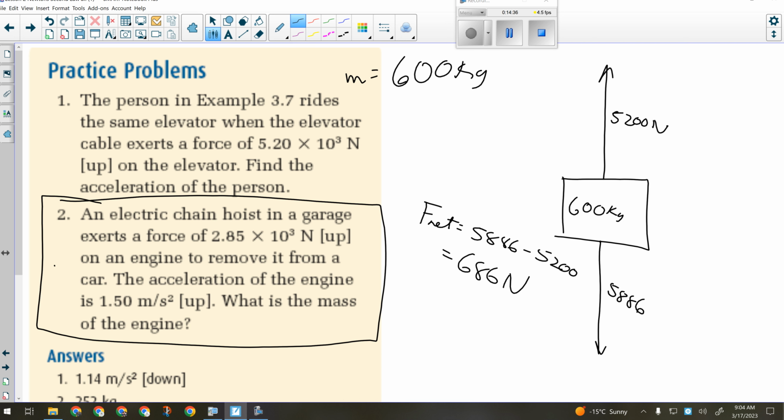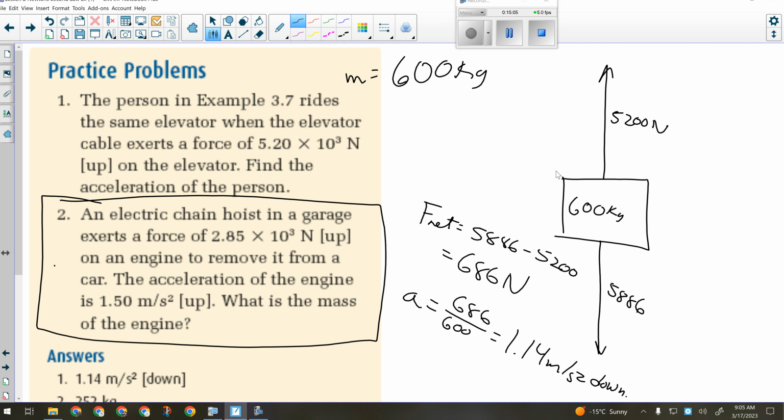Right? Now that we have that, now we can calculate the acceleration of the elevator, so 686 newtons divided by the 600 kilogram mass of the elevator, okay, and that's going to give us 1.14 meters per second squared down. Okay. Now, here's another trick. Sorry, are there any questions on that? There's no trick on that one.